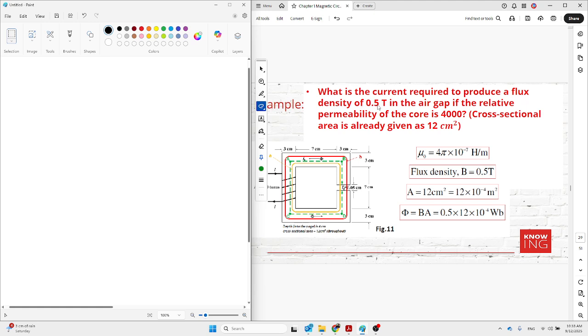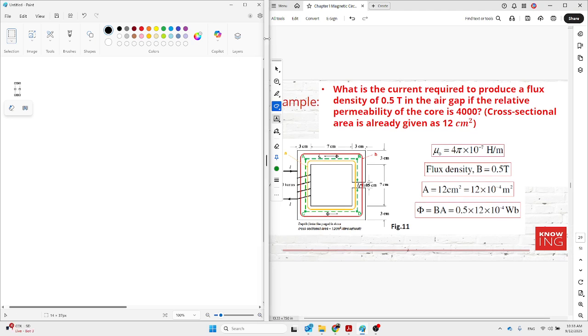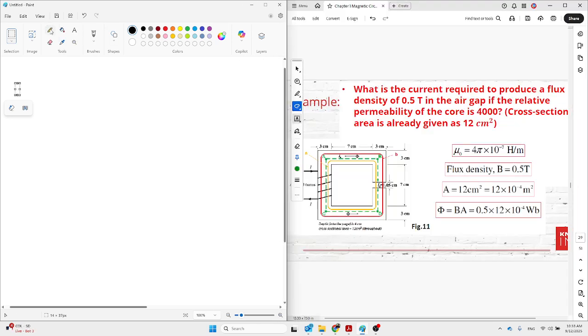The flux density is 0.5 Tesla. The relative permeability of the core is 4,000. So what's the meaning of that? It means that mu r, I need my pen. Oh, it's here. So the mu r for the core is given as 4,000.